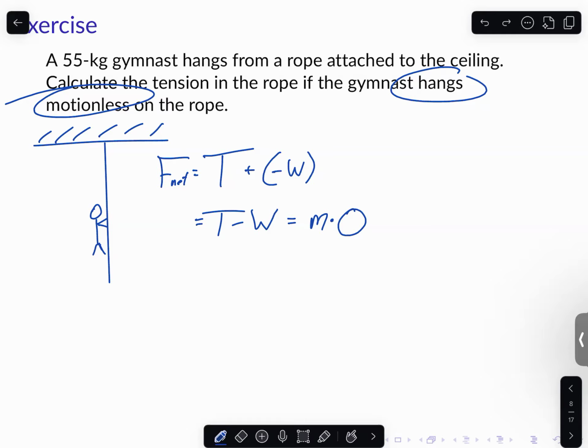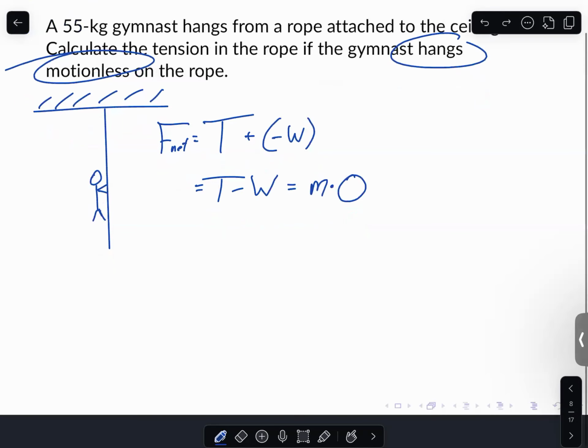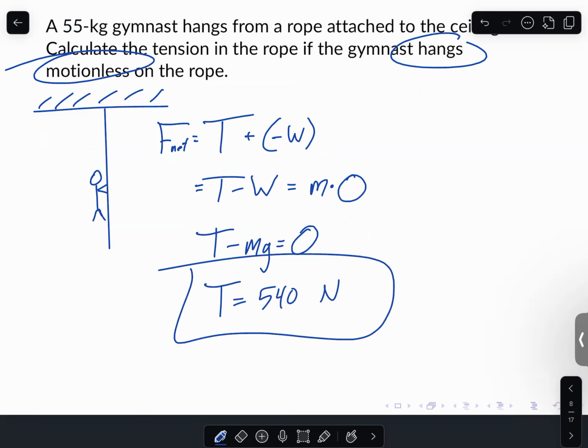At the end of the day, we plug in the equations that we have learned to represent things in this problem. Do I have an equation for T? No, only for weight. Tension minus mg equals 0. Plug in numbers, solve for tension. Tension equals approximately 540 newtons. Bam.